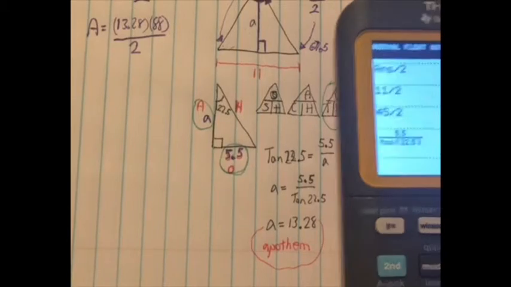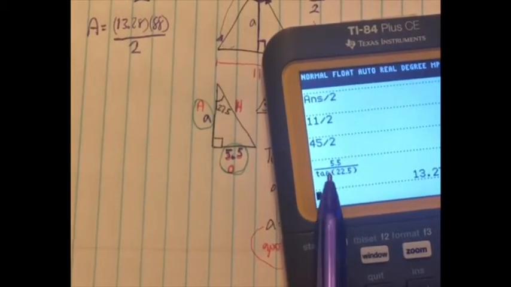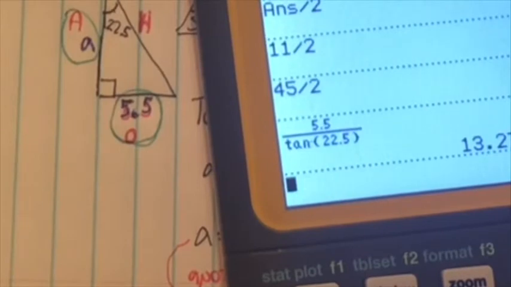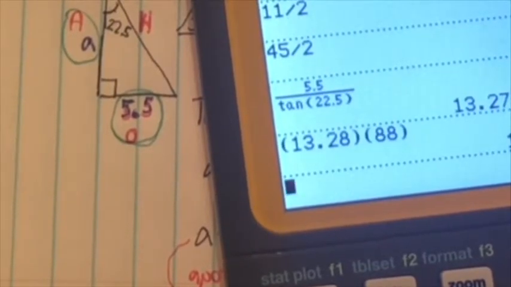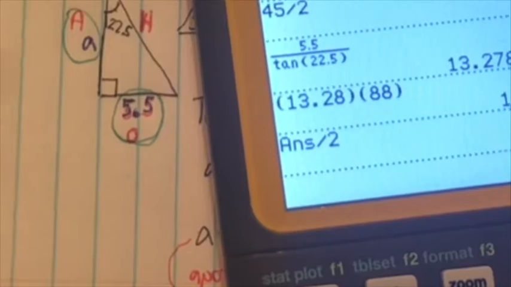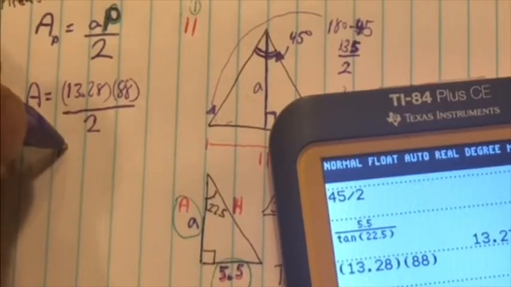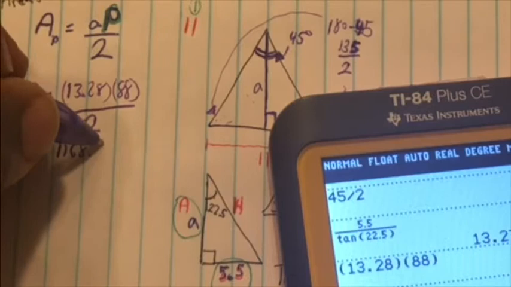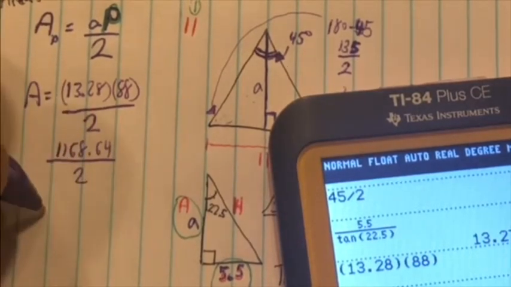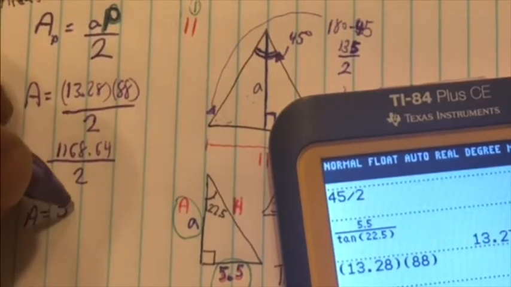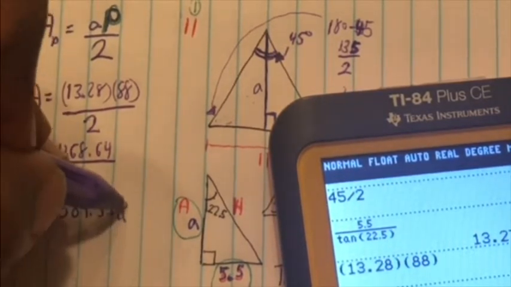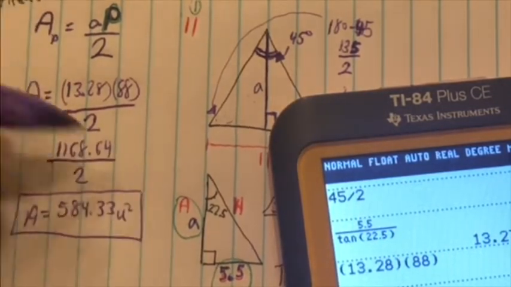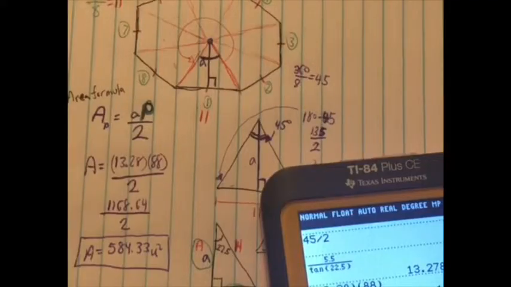If you're doing this using the fraction function, then it's a lot easier. But if you're not, then make sure you take the 13.28 and multiply it by the 88. And you calculate that separately, and then you take half of that answer. So that gives me 1,168.64 divided by 2, which in this case is equal to 584.33. And that's units to the second power because this is area. All right. And that is how you get it done.